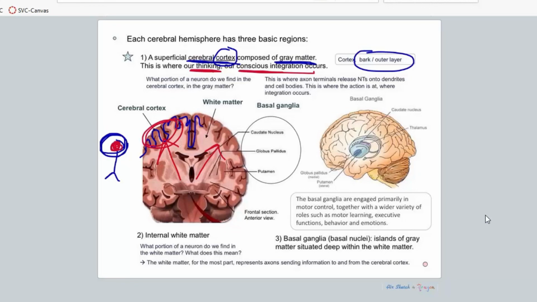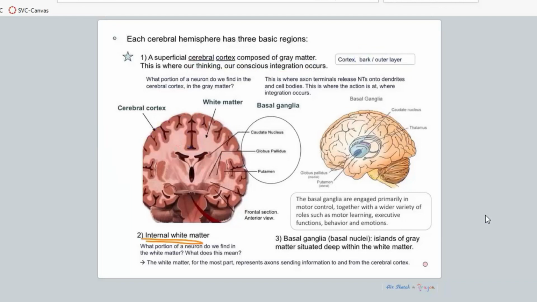All right, the next part of each cerebral hemisphere is the internal white matter. I'll do this in blue. So as you can see, this is all white matter there. And what is white matter? So here we have a neuron, and like I mentioned, the gray area up here is the nerve cell body. Well, all of the white matter are the axon portions of neurons.